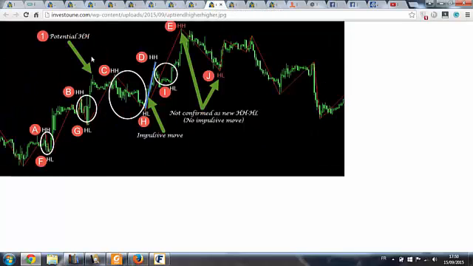So here is, for example, a potential higher, but this potential higher is not confirmed by a huge impulsive move. For example, this higher is confirmed by this impulsive move that goes in the direction of the trend. Like this higher and higher low, this higher is not confirmed by an impulsive move in the direction of the market. So here we can expect a downward trend that is coming, and this is what happened.